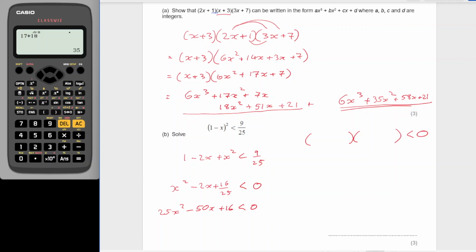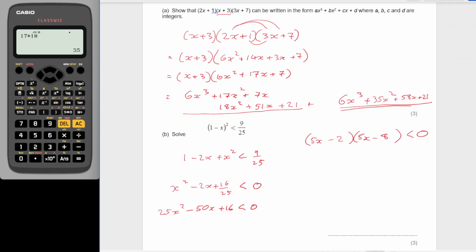the only way I can make 25 is a 5x and a 5x, or a 25 and a 1. Because of the differences here, I don't think it's going to be 25 and 1. So I'll try 5x and 5x. Two numbers that multiply together to make 16, and 5 lots of one plus 5 lots of the other make 50, are going to be minus 2 and minus 8. Let me just double check that in my head. That would give me minus 40 minus another 10 would be minus 50, so that would work.